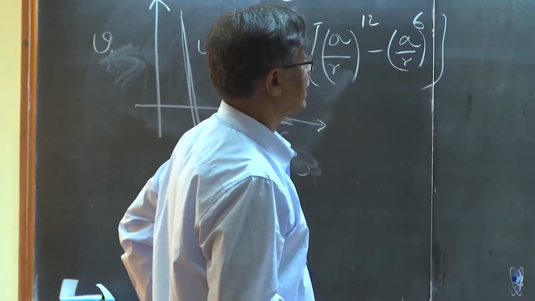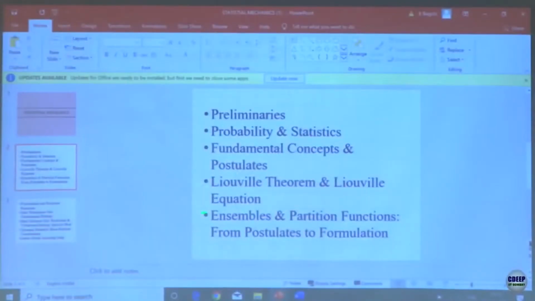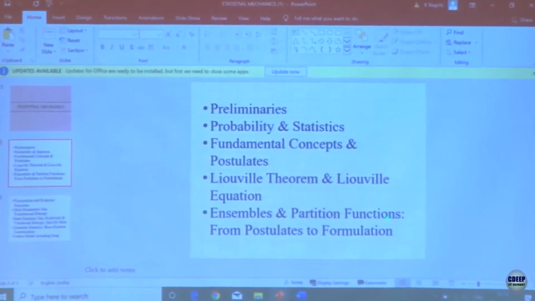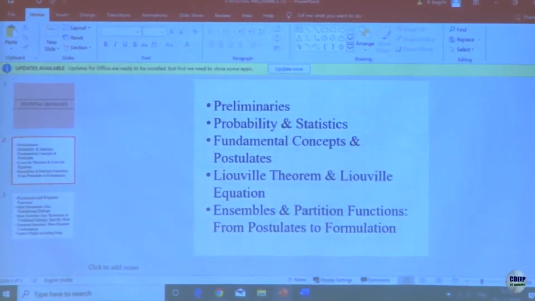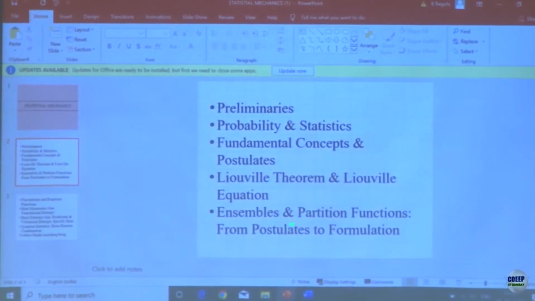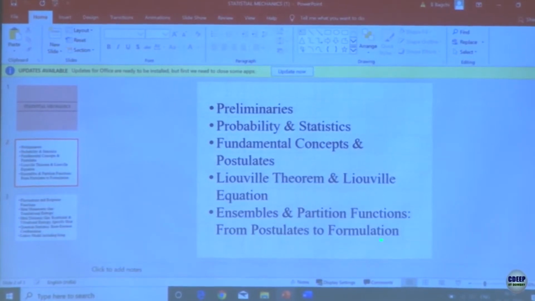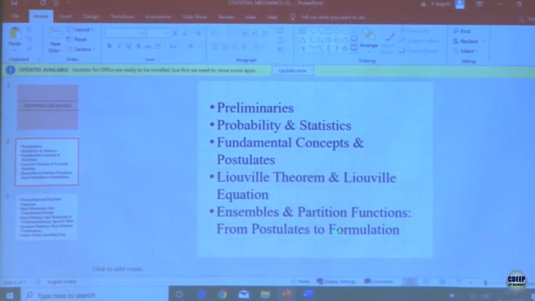So fundamental concepts and postulates, I'll revise a little bit of that, but then I'll not do Liouville theorem in this lecture, I'll do it later. I'll go directly to something which is a little bit more application, ensembles and partition functions. And these are from my book, where earlier I had this from postulates to formulation. So we'll go to the formulation of statistical mechanics today.